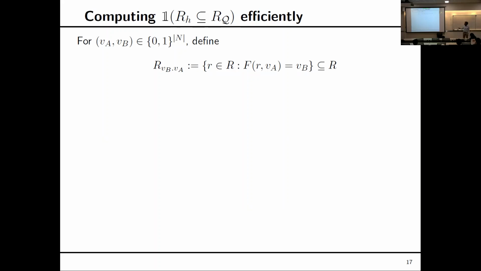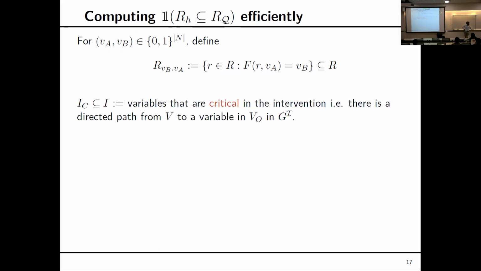I need the indices because the objective is this: to check whether RH is a subset of RQ. And H is a function, Q is a query. I need indices for that. And this is going to be a little hairy, so let me see how much I can motivate it.